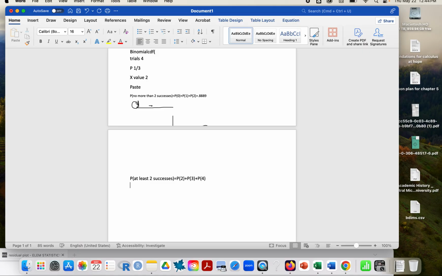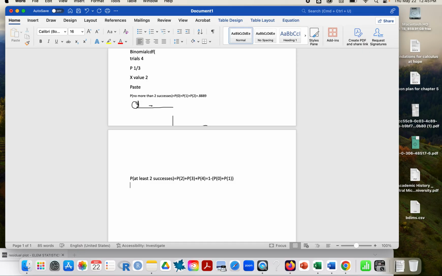Well, your calculator doesn't have that ability unless you have the more modern version. So what we're going to do is use the idea of the complement. And the complement is the idea that all the probabilities will add up to 1. So I'm going to take 1 and subtract off the probability of 0 as well as the probability of 1.